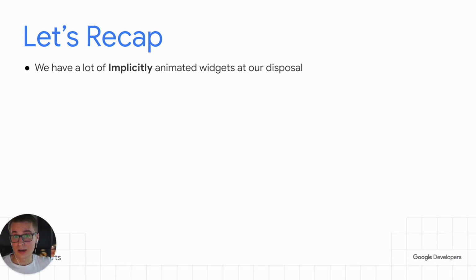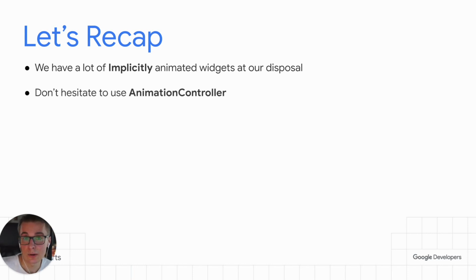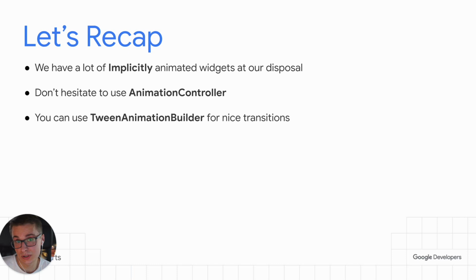Let's recap what we have learned today. We have a myriad of implicitly animated widgets, and you can use them almost like any other widget in your app. However, if you need to, don't hesitate to use an animation controller. It's not bad to use. It's really handy sometimes and gives you a lot of possibilities. Sometimes you can use just TweenAnimationBuilder and you should be good. You don't even have to instantiate your own animation controller.